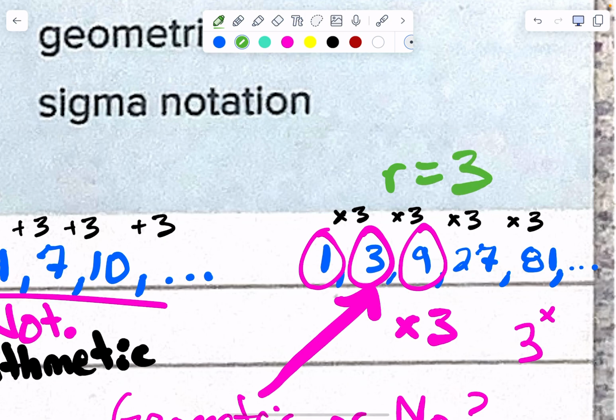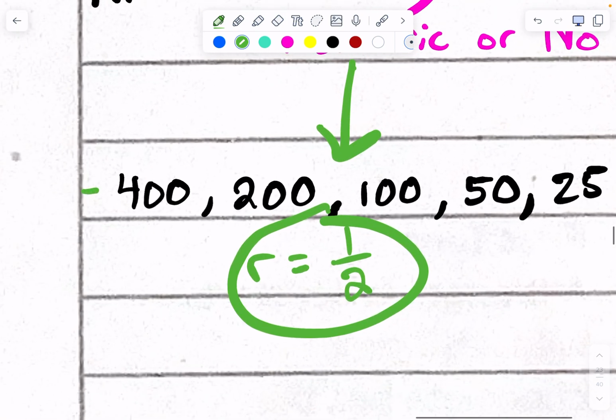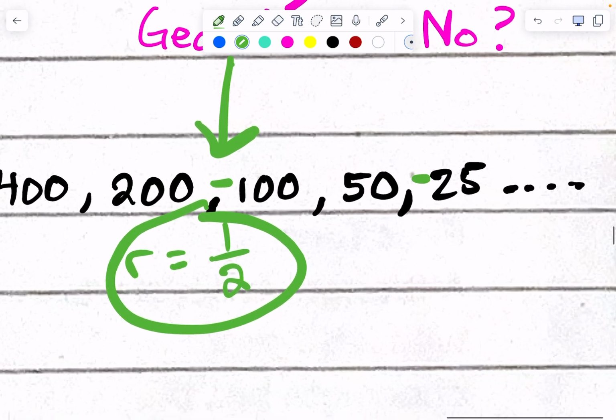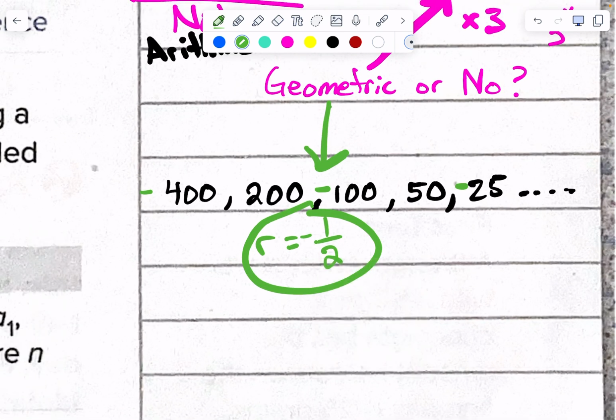Got it? Okay? Geometric versus not geometric. Are we clear? Do we know what we're doing? What happens if these alternate? Like, let's say this was negative, this was negative, this was negative. What would my R value be? You would be multiplying by negative 1/2 each time. Got it? Okay? That was the easy part. Are you ready for the hard part?